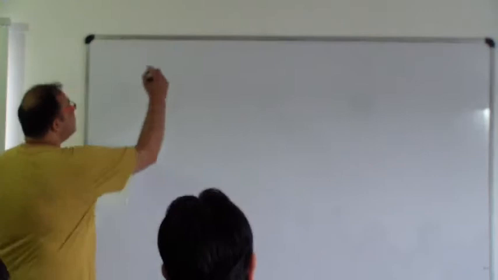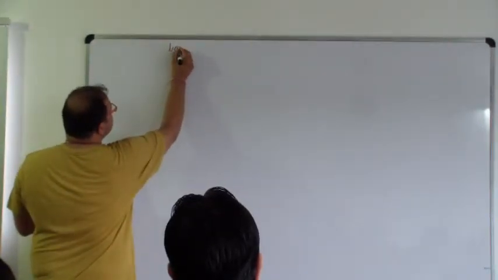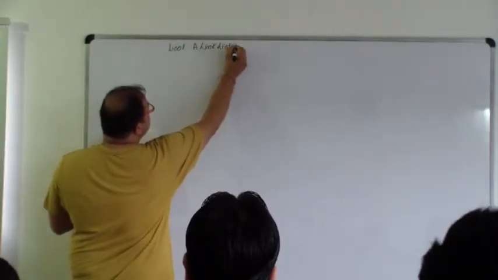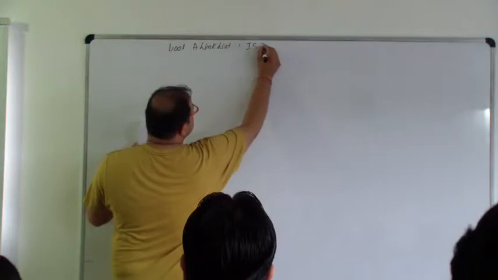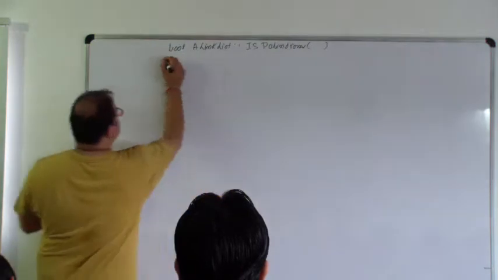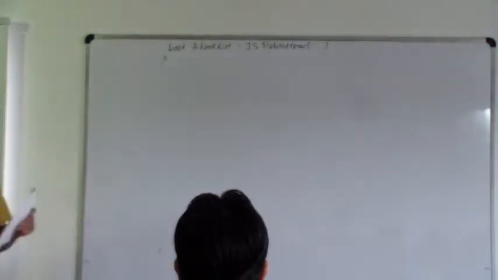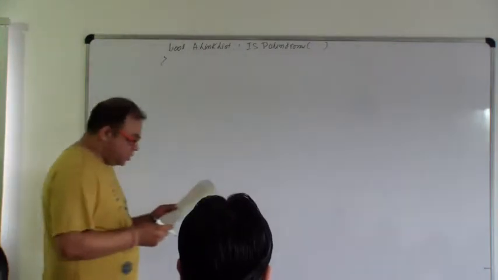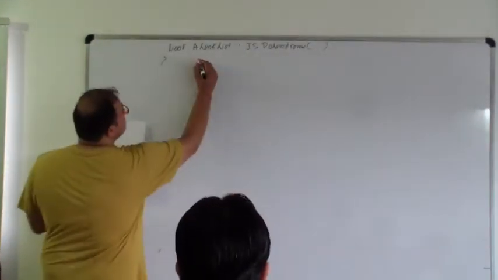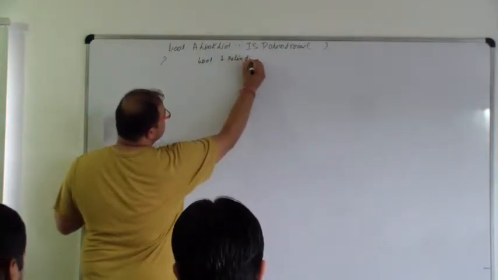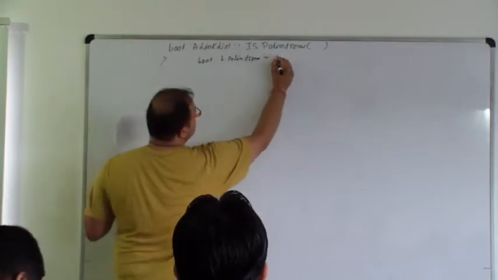So, okay. Boolean is palindrome, taking a linked list. If you don't understand anything, let me know. Okay. Boolean b palindrome is equal to true.